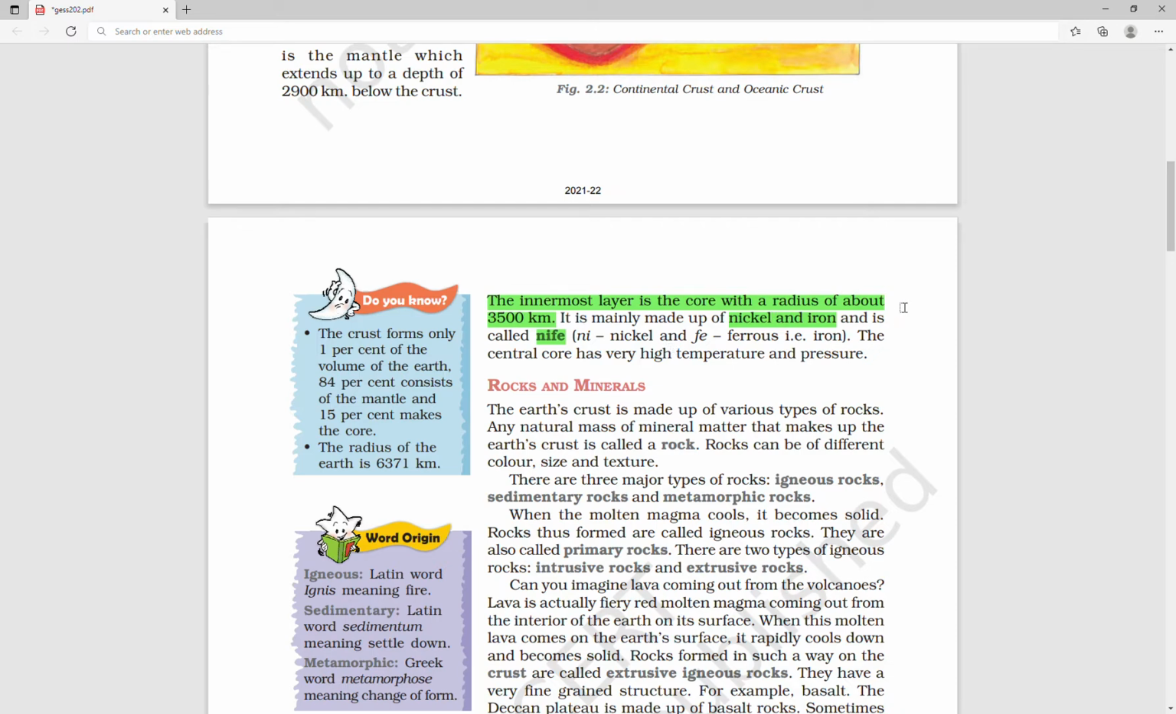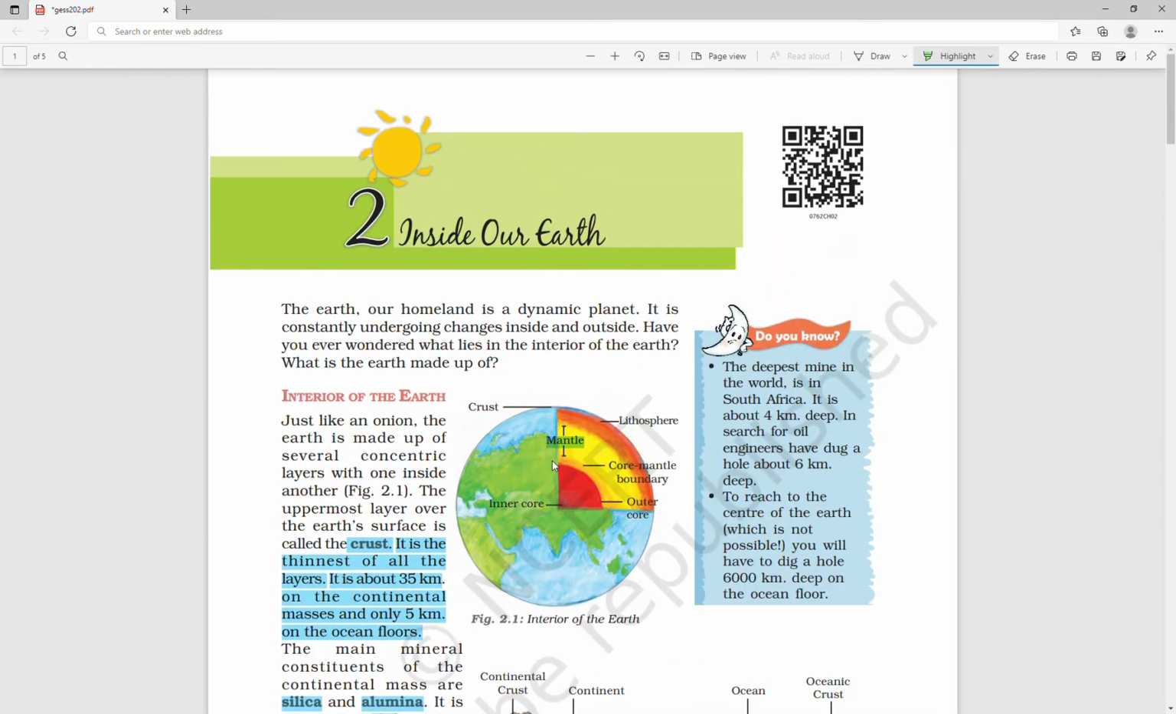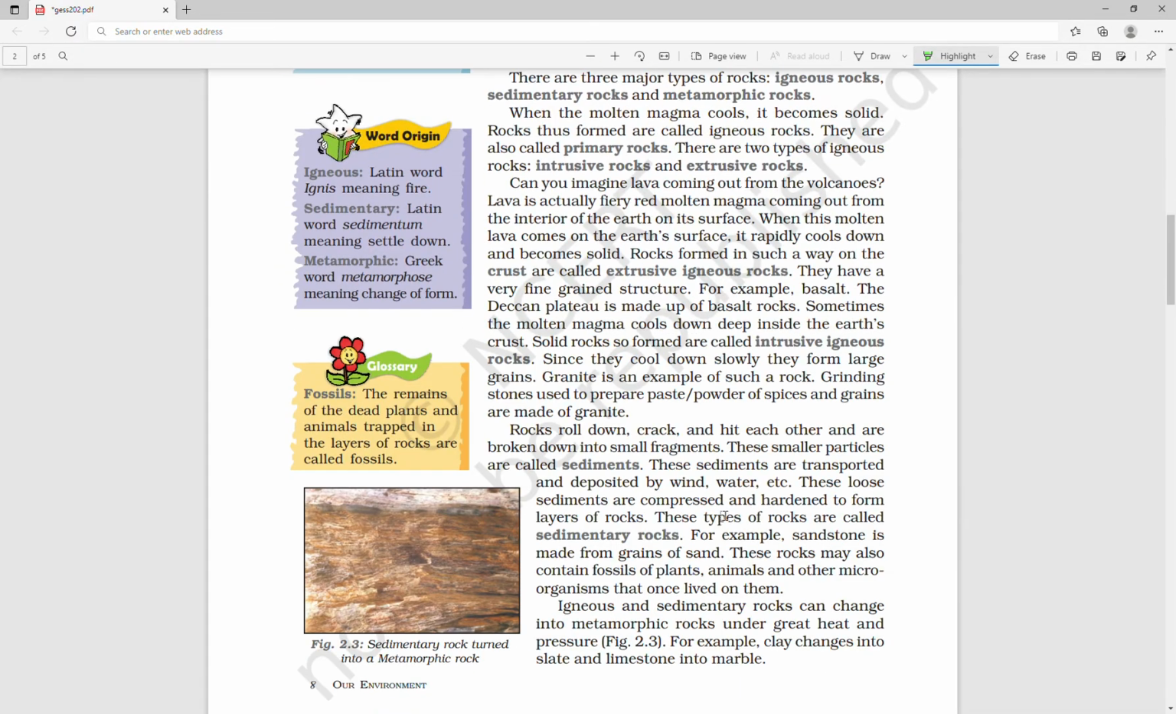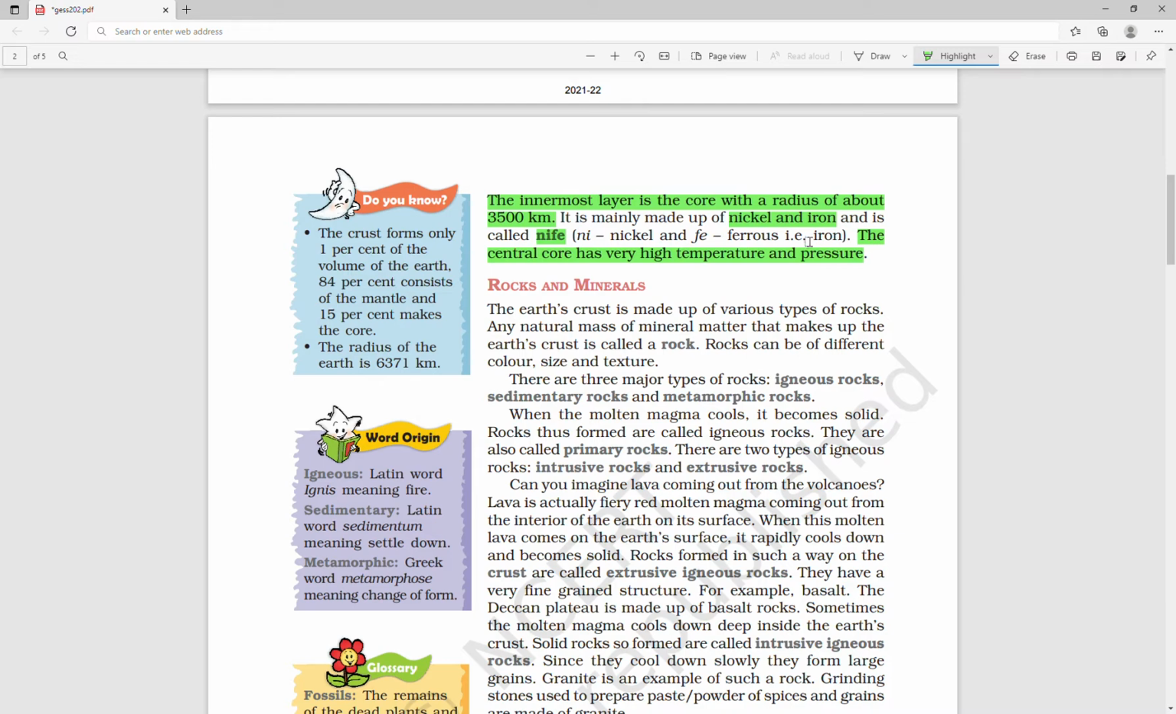The central core has very high depth and pressure. Okay, I will show you here. In this one we have the inner core and outer core, but the central core is located here somewhere. It has very high depth and pressure, right?